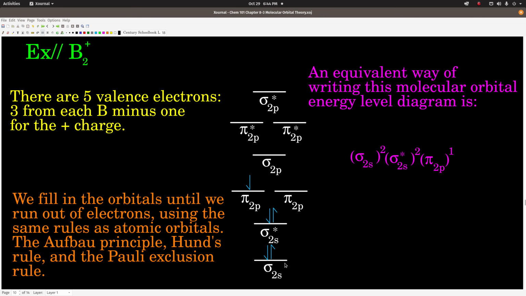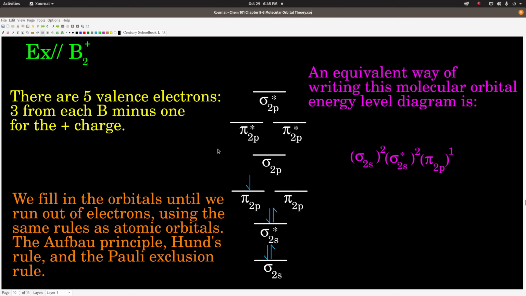We just fill in these orbitals, guys, just like we did with atomic orbitals, following exactly the same rules: Aufbau principle, Hund's rule, and the Pauli exclusion rule. So 5 electrons, we can only put 2 in each. If they're in the same orbital, they have to have opposite spins. And when we get to degenerate orbitals, 1 goes in each, all with the same spin before we pair any up. So 1, 2, 3, 4, 5.